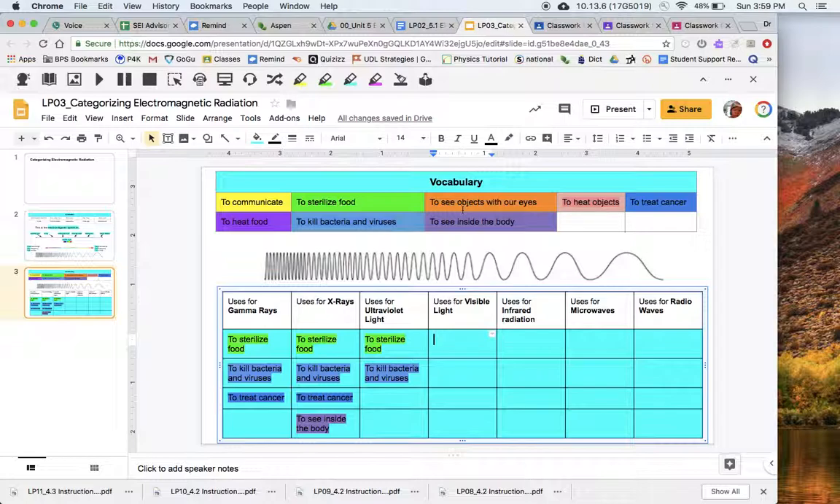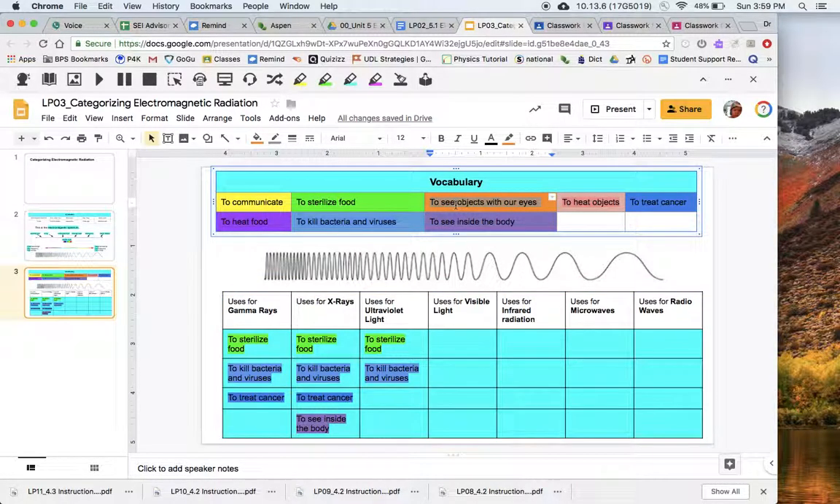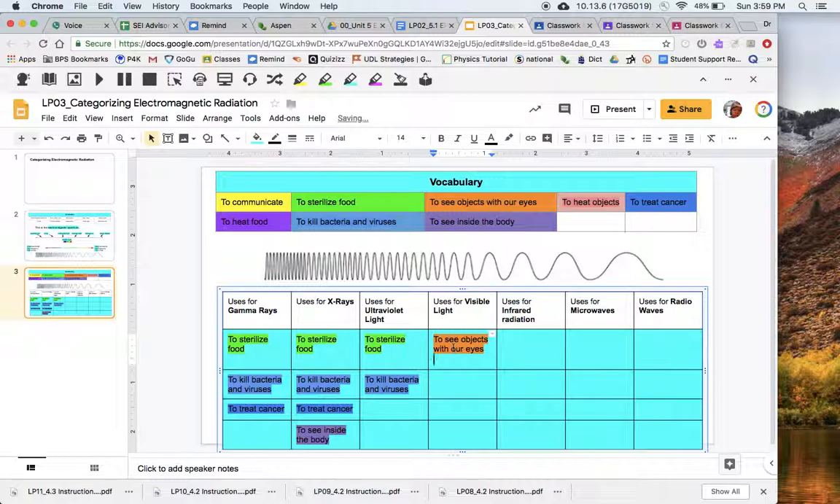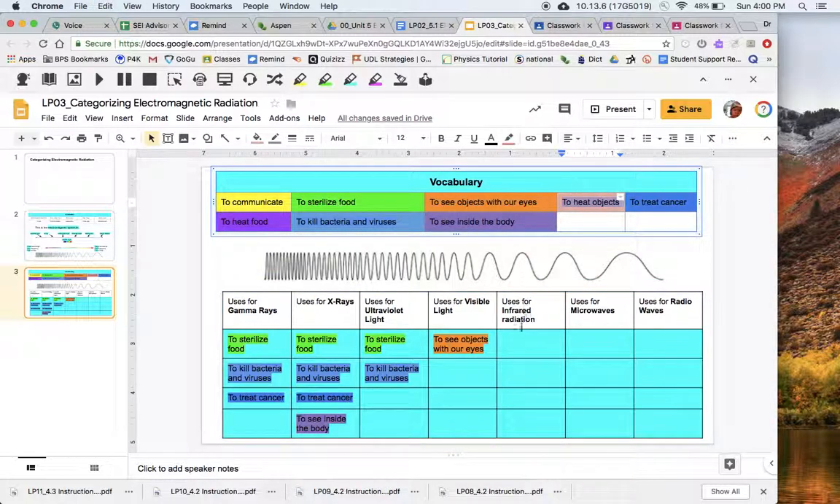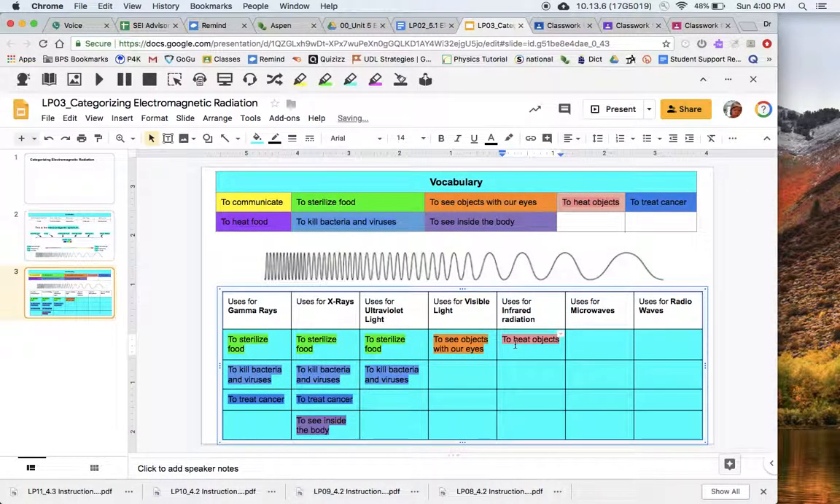Visible light is what we use to see with our eyes. So if you look around you in the world, visible light allows you to see the objects. Visible light comes from the sun. The sun sends light to our planet. And those light rays bounce off of the objects around us and come into our eyes, and that's how we can see them. Infrared radiation is used to heat objects. So it's a source of warmth, it's heat.